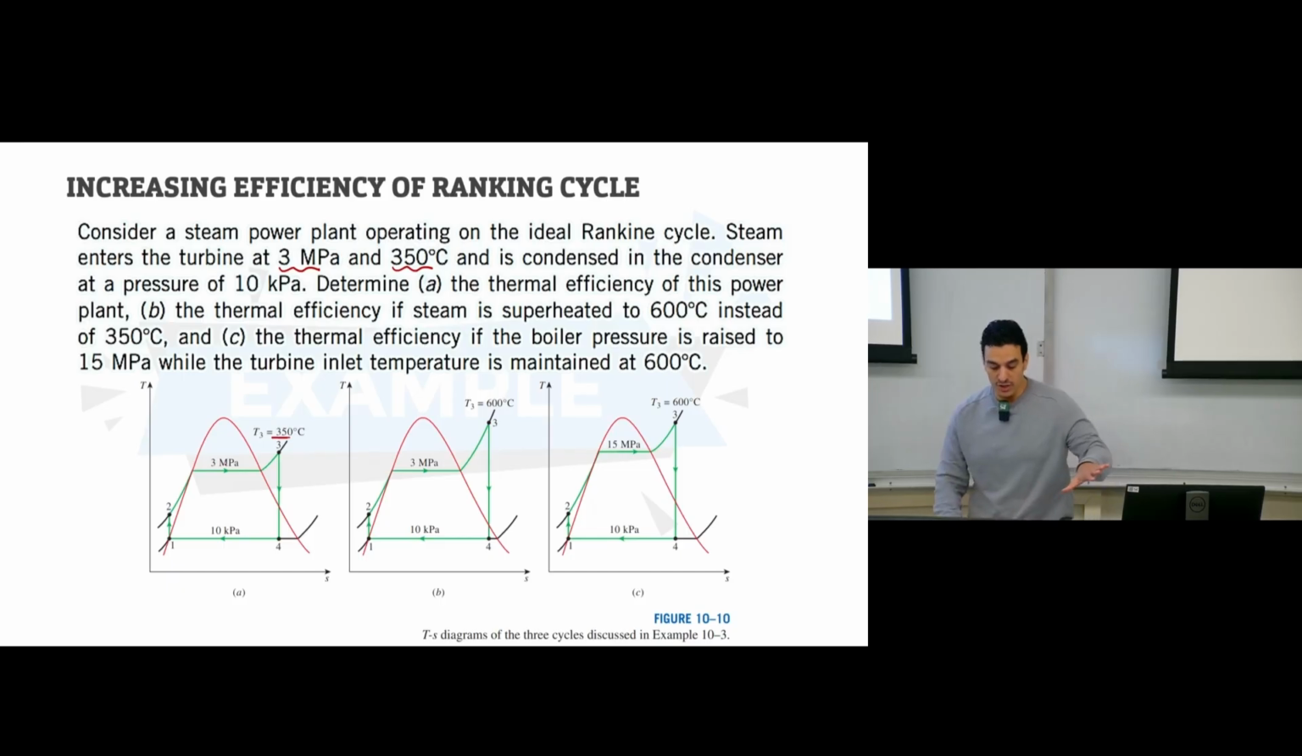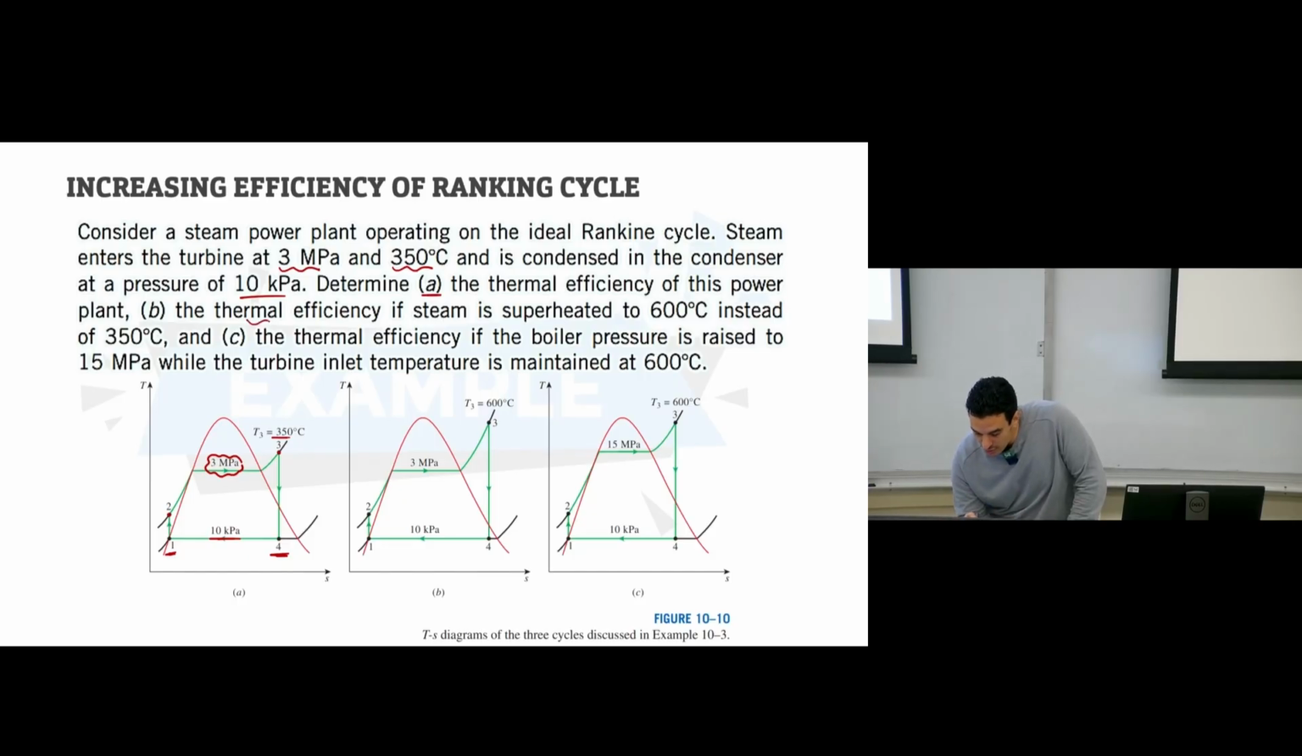And again, the heat addition in the boiler is isobaric. So the pressure at point number 3 and the pressure at point number 2 are the same, which is 3 megapascal. So this is the pressure at these 2 points. And this one is condensed in the condenser at 10 kilopascal. So the condenser pressure here is 10 kilopascal. So the pressure at point number 4 and the pressure at point number 1 is 10 kilopascal. We need to calculate the thermal efficiency of this cycle. This is the first requirement.